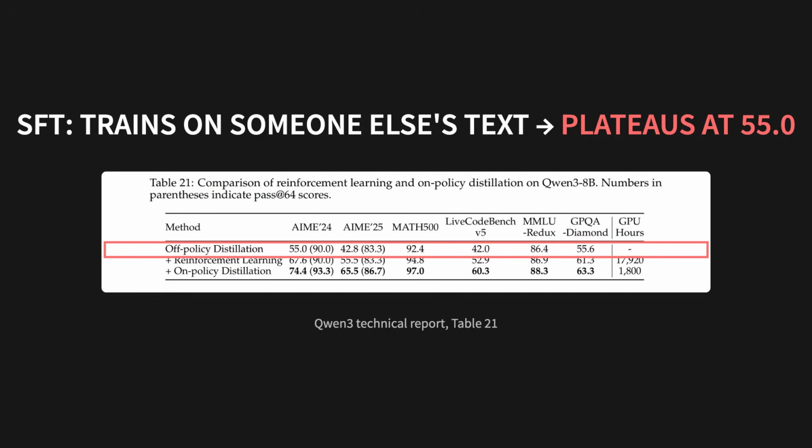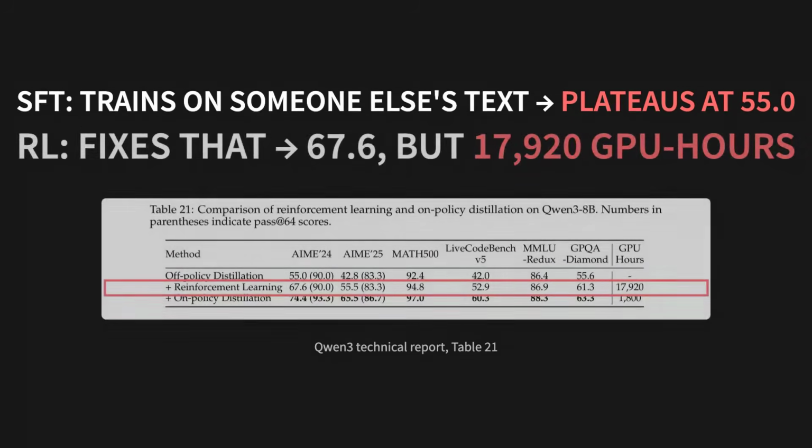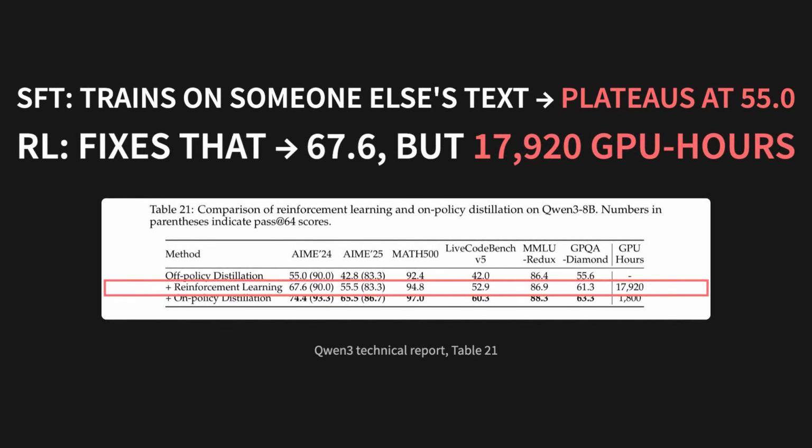Here's the comparison, Table 21 from the intro. The highlighted row is the first recipe, one we skipped earlier. The report calls it off-policy distillation, and it's the same shape as classic supervised fine-tuning, SFT for short. A teacher writes the solutions, and the student trains on them. It's cheap, but it plateaus at 55 on their benchmark, because the student trains on someone else's text and never sees its own mistakes. The second is reinforcement learning.